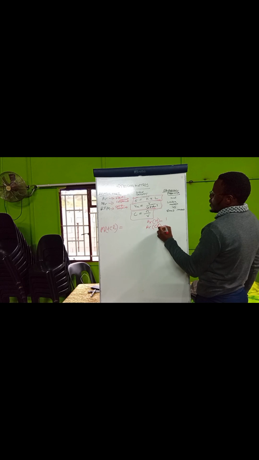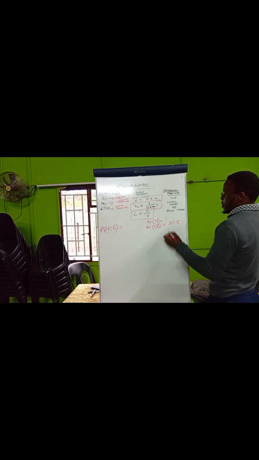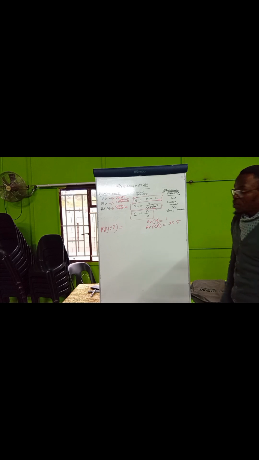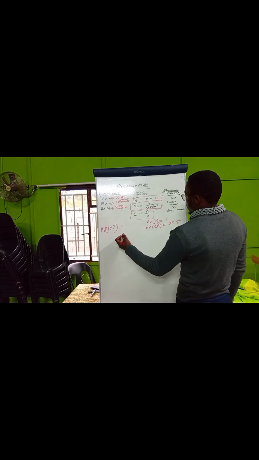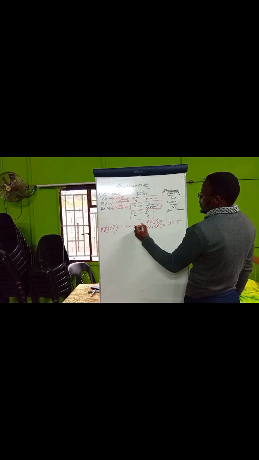So for the chlorine atom, which is 35.5, I believe, in the periodic table, the MR will be 1 plus 35.5. So this will give us 36.5 grams per mole.